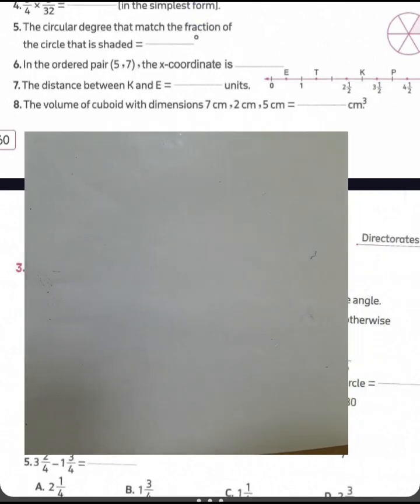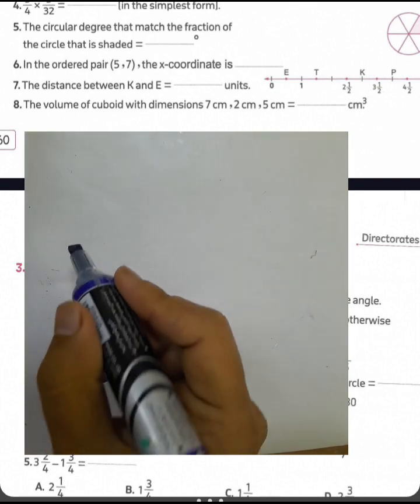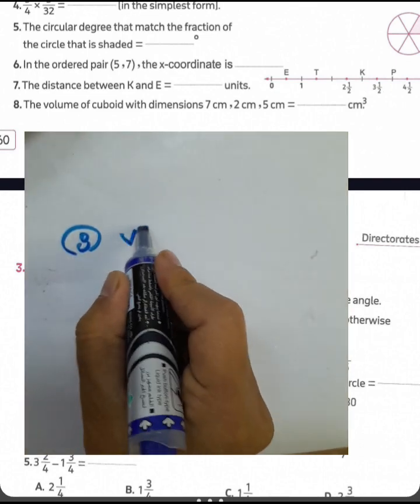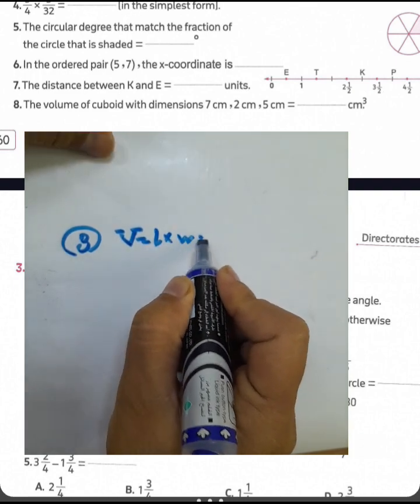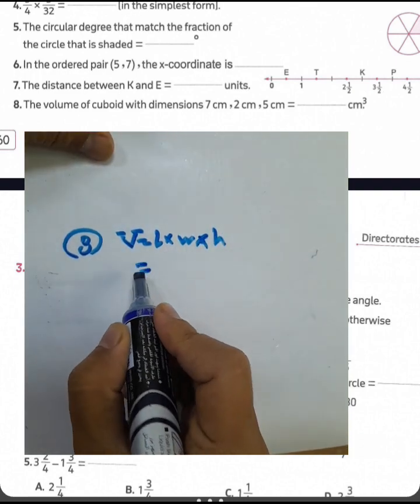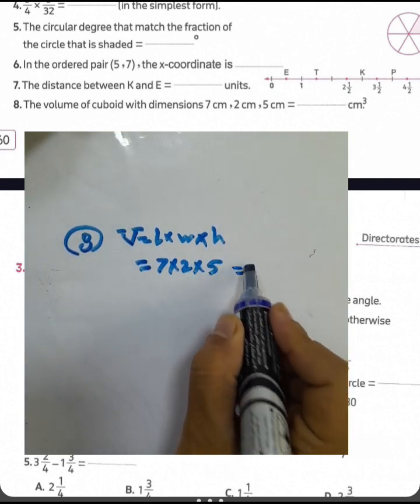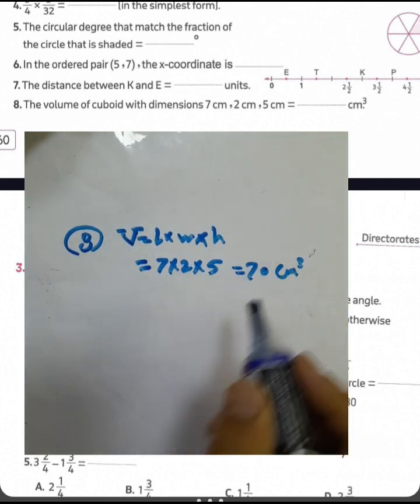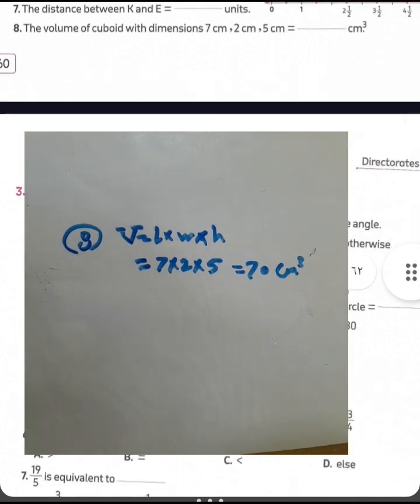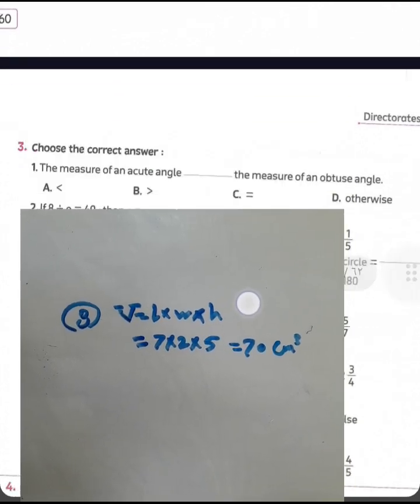The volume of a cuboid of dimensions 7, 2, and 5, we can find the product between them. The volume equals length times width times height. Write 7 times 2 times 5, it will be 70 cubic centimeters. Next question, choose the correct answer.